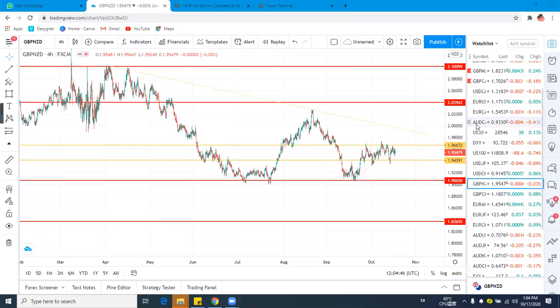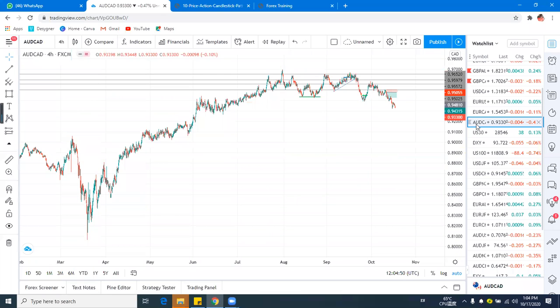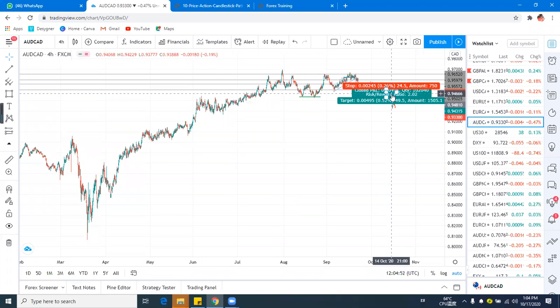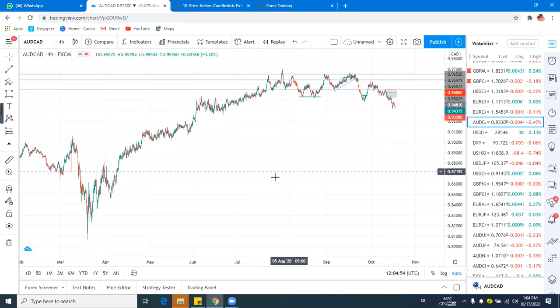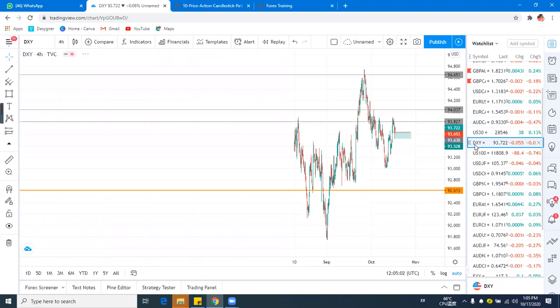Until then, let me quickly see if I can show you a trend. Let me quickly show you a trend. DXY has been on a downtrend.